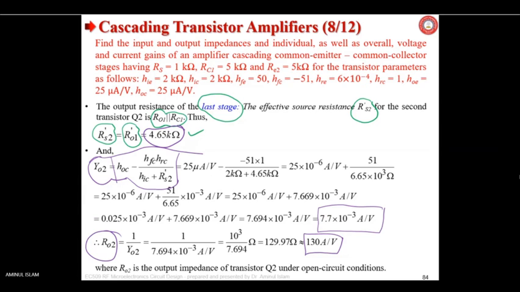The calculation is understood. We have already discussed that the output resistance is a function of the source resistance. It is really coming in because this is the source resistance of Q2. Unless you calculate the source resistance properly, your calculation of RO2, the output resistance, may not be correct.